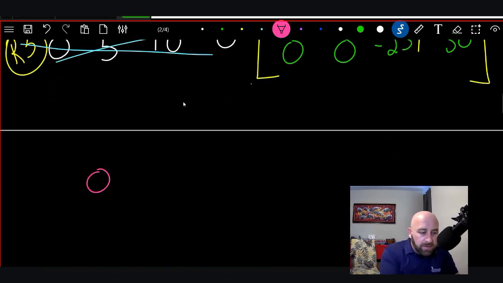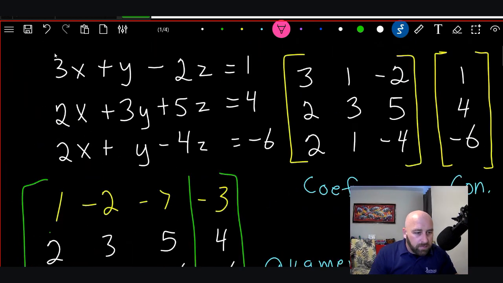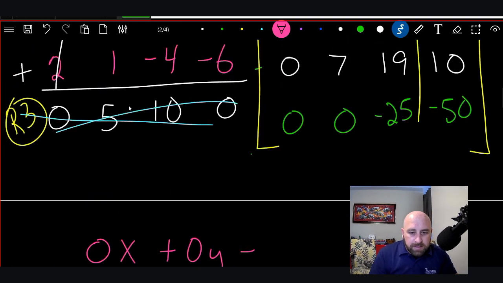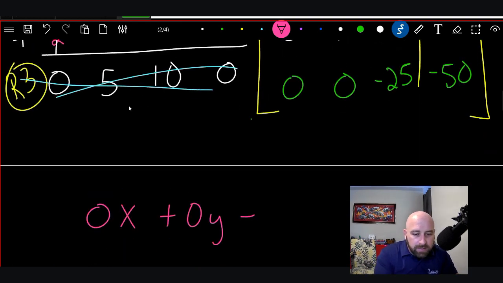So if we have 0x, and go back to the original. It was 0x, we're doing this last one. So plus 0y minus z. So minus, technically minus 25z equals, that's our constant, negative 50. Sorry about that.